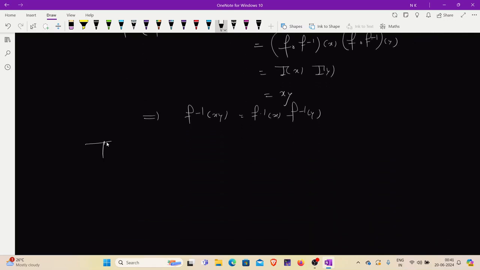So thus finally we can conclude that Aut K is a group under composition, right? Now further I want to show that Aut K over F is a subgroup of Aut K.